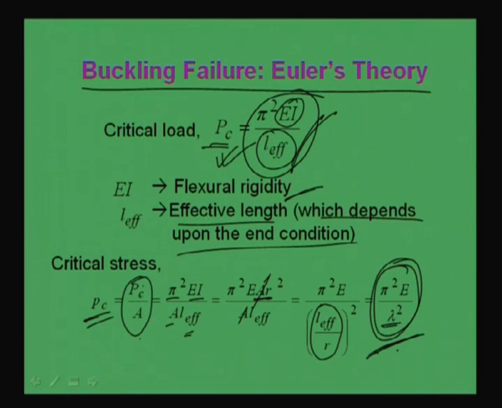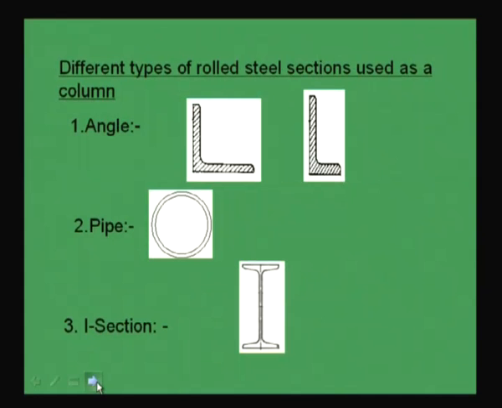Critical load π²EI by L effective and critical stress π²E by λ² can be written from these assumptions, right. Now, when we are going for design of different types of compressive member, we have to see what compression members are available and which type of members we are going to use.